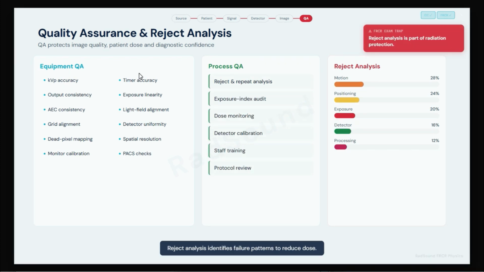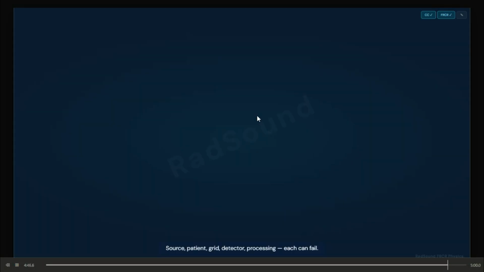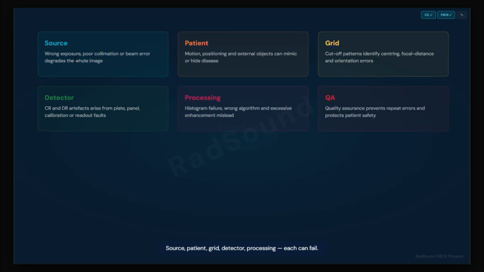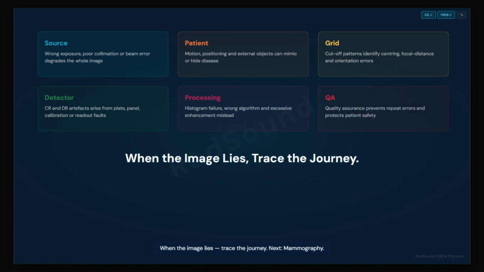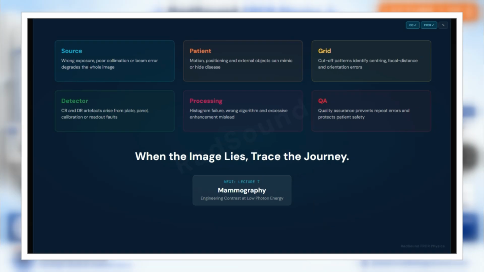It does not replace correct acquisition techniques. Still, there will be quality assurance, but you have to understand the correct technique to capture or acquire the image, because acquisition also has great value. So now we have our source, patient, detector, processing, QA. When the image lies, trace the journey, understand the cause, and remember, not everything you see on an image is pathology. See you in the next video.